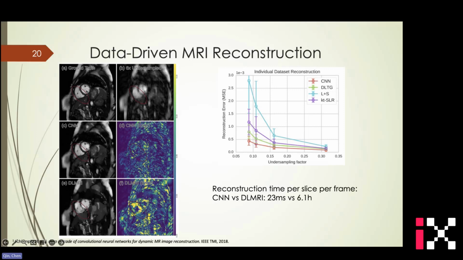And in terms of different undersampling factors, we have also demonstrated a better performance of the CNN compared to compressed sensing-based approaches, like L plus S, I think that is low rank and sparsity, and kt-SLR, also a compressed sensing one. So what is a good thing here is that the CNN can achieve a much faster reconstruction. Compared with the dictionary learning ones, it is significantly faster, like 23 milliseconds versus like 6 hours.